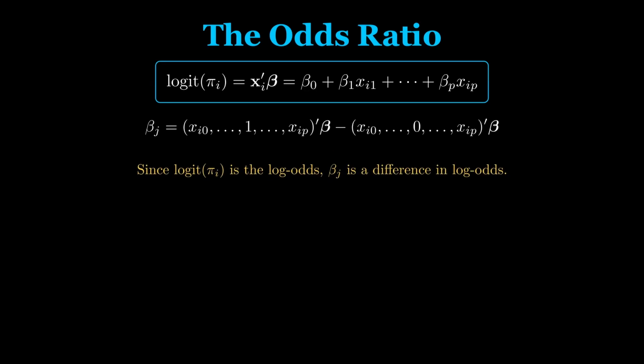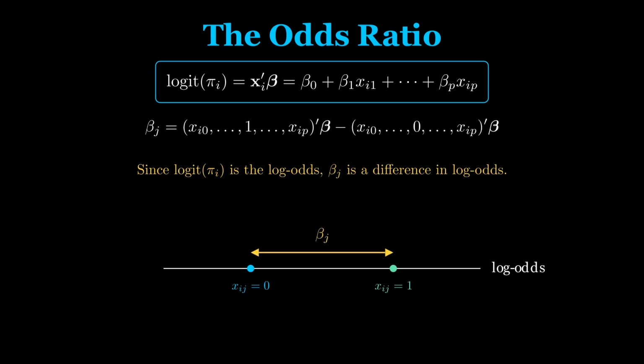Because the left side of the logistic regression is the log odds, beta j is a difference in log odds. Concretely, it is the log odds of the event when xij equals 1 minus the log odds of that same event when xij equals 0. So beta j tells us how far the log odds shift when we switch this one variable on. But log odds are awkward to reason about directly, so we don't want to stop here.